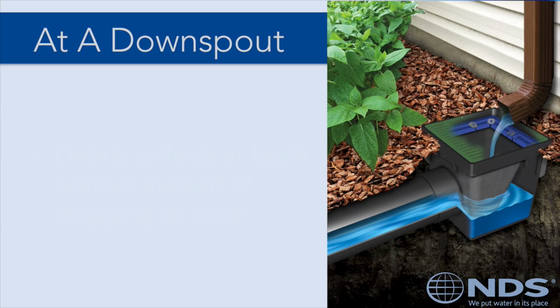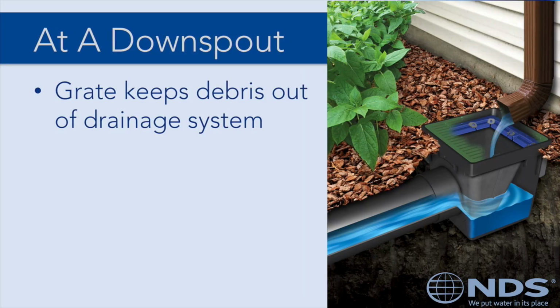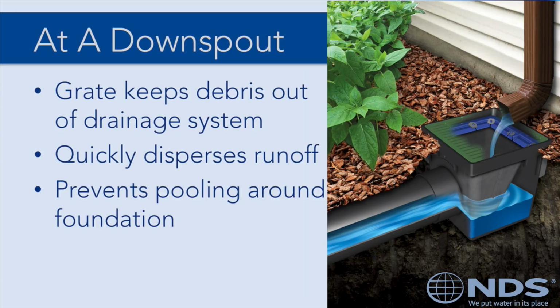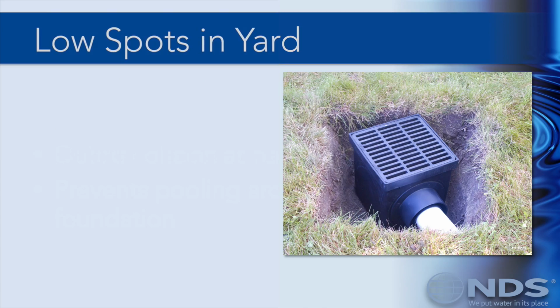To capture water under a downspout, a catch basin is the perfect solution. The grate keeps debris out of the drainage system, and a catch basin directly under the downspout quickly disperses runoff, preventing it from pooling around the foundation of the house and carrying the mulch for the landscaping all over your yard. Catch basins are also a great solution for low spots in the yard that collect water during rain events.